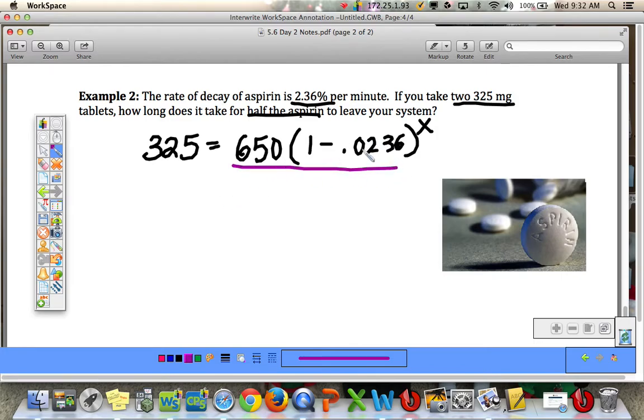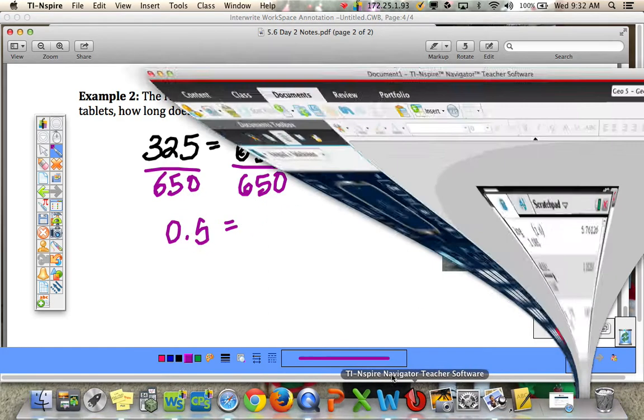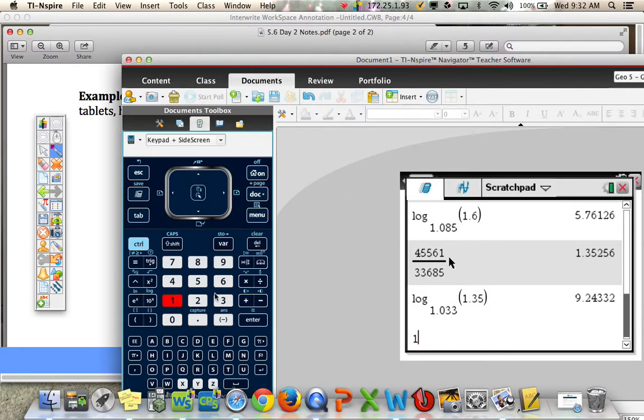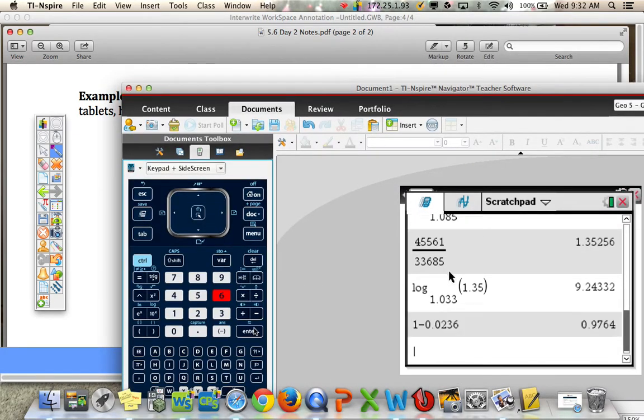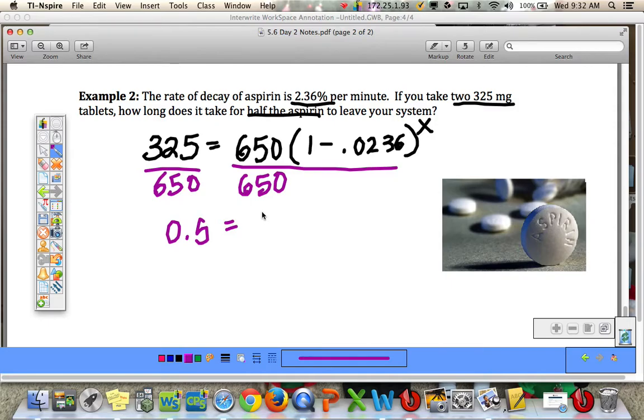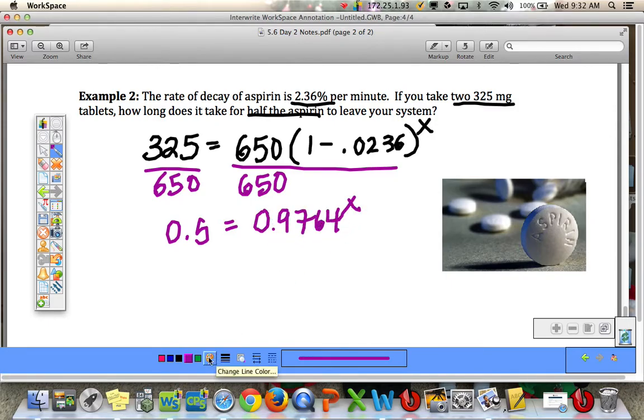Okay, let's get the base and the exponent by itself. Let's divide by 650, and we know that's 0.5. Let's figure out what this percentage would be, or this decimal. 1 minus 0.0236. Okay. So that's 97.64% still in your body after every minute. So 0.9764 to the x. All right, it's an exponential, so let's use a log to solve.